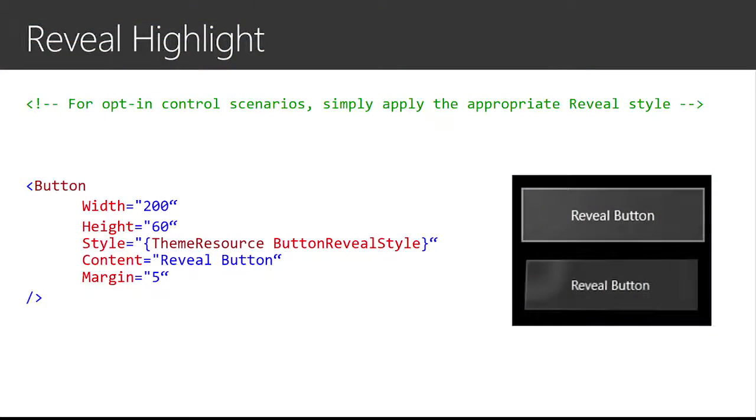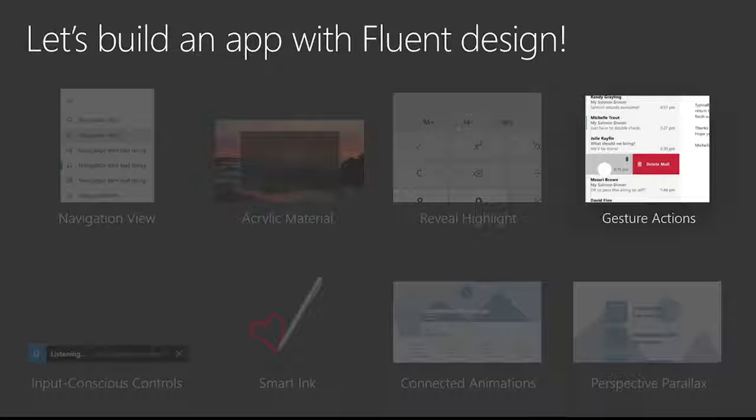So if we go back to the deck, the code snippet is again very simple. Deriving stuff from the button reveal style or the other set of reveal styles, and you can go read up about all of them up on the doc site. So that's reveal. So next one we want to talk about is gesture actions.